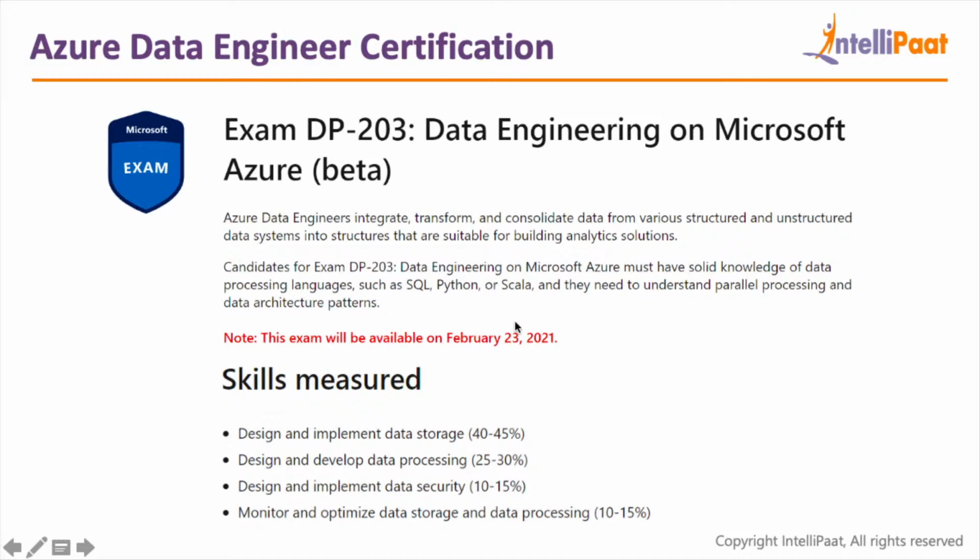Now, as part of the new exam, the skill sets have been updated, right? So basically, this is the distribution of topics and how they will cover the questions in the exam, right? First of all, you will be asked most of the questions on design and implement data storage. This is going to have 40 to 45% weightage. After this, you will have design and develop data processing, 25 to 30%, design and implement data security, which is 10 to 15%, and monitor and optimize data storage and data processing, which is again 10 to 15%.